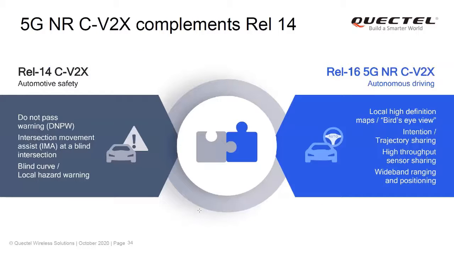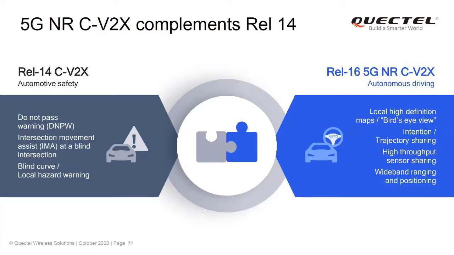The new 5G technology complements release 14 related to C-V2X with automotive safety, like do not pass warning or intersection movement assist at a blind intersection, which means you don't have visibility, but there is some user with a mobile phone. Then the network signals the driver not to pass because there's somebody approaching.